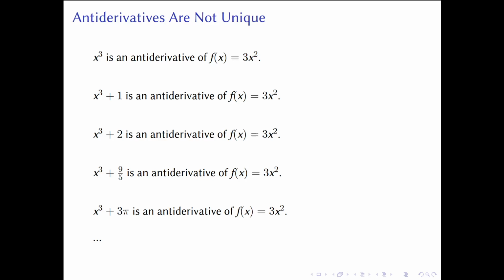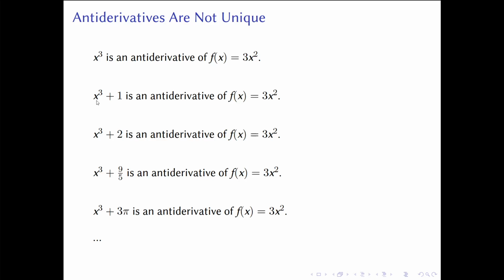In fact, if you have one antiderivative, it's pretty easy to find infinitely many antiderivatives. And that is not the case with derivatives. If the derivative of a function exists, then it is unique. So going backwards, antiderivatives are not unique. We've already talked about one antiderivative of 3x squared being x cubed. Well, so is x cubed plus 1, an antiderivative of 3x squared.